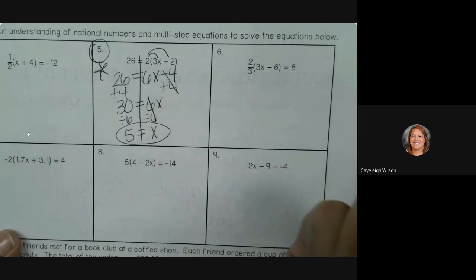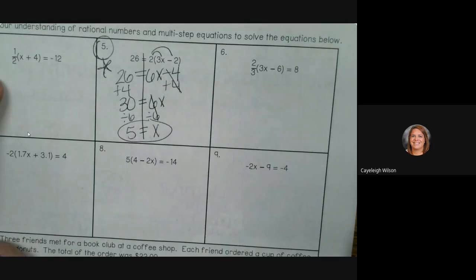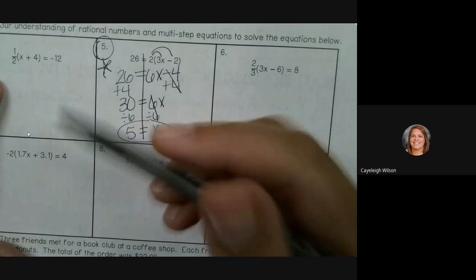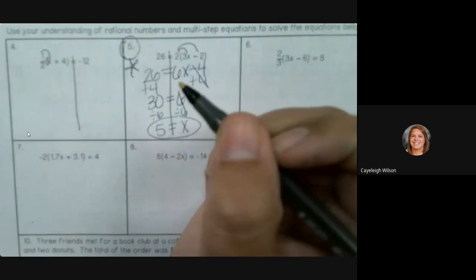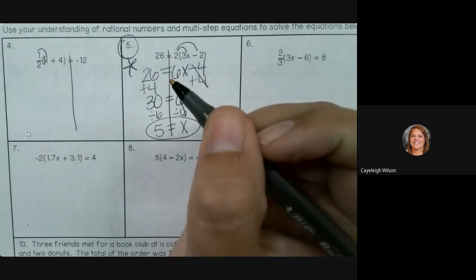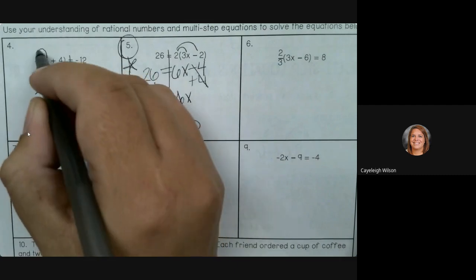Okay, we're going to do another one together. So let's do number 4 together. Even though it's a fraction, it's just like a 1. So I'm going to distribute that 1/2. So 1/2 times 1x. Oops, it's a little blurry there. 1/2 times 1 is just 1/2, so 1/2 x. And then 1/2 times 4.